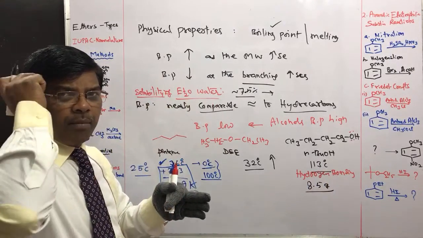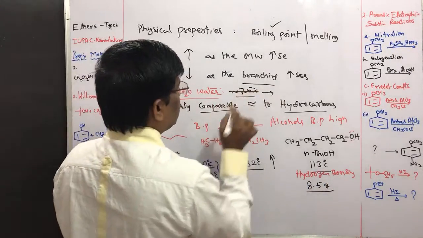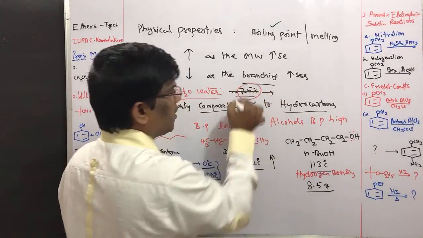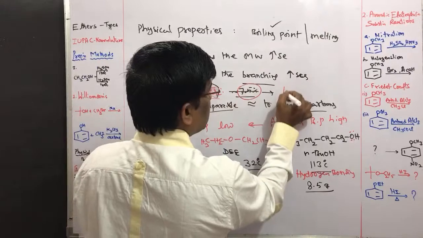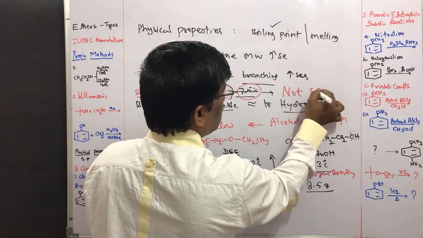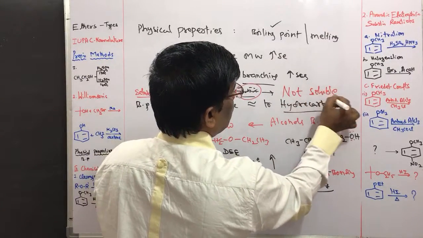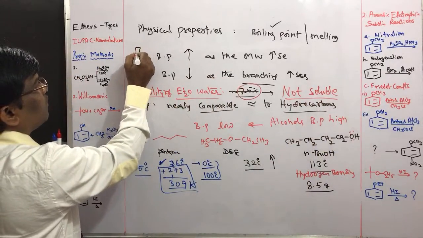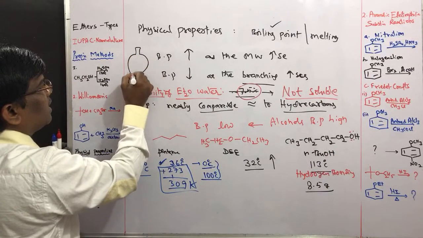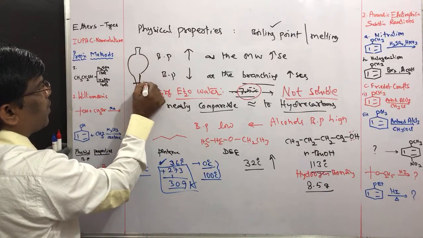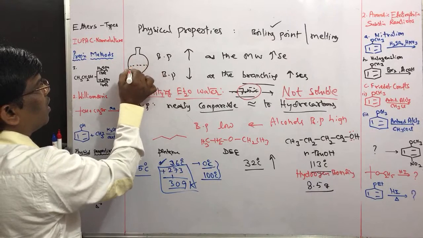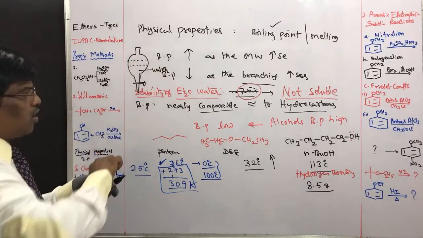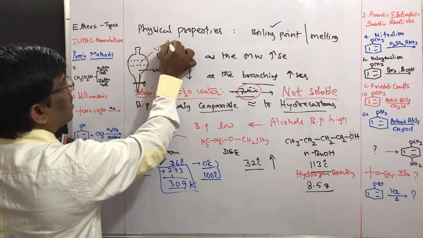Generalized method, keep in your mind that diethyl ether is not soluble. Don't stick to this 7.5%. Diethyl ether is not soluble in water and it gives a layer. Suppose if I take diethyl ether and water in a separating funnel, water is going to be down and the diethyl ether is going to be the upper layer.